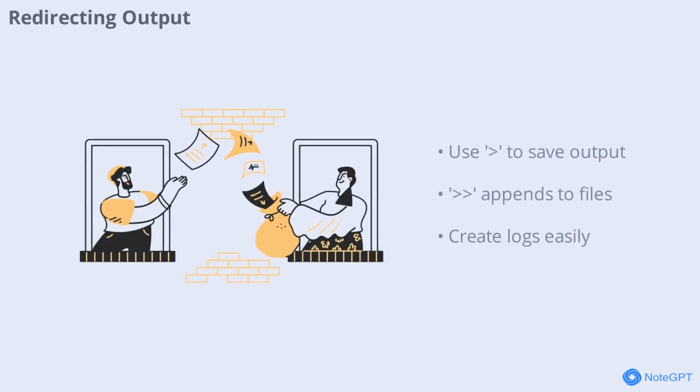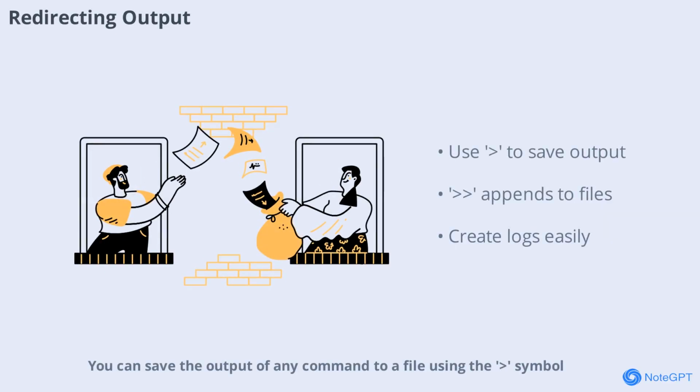You can save the output of any command to a file using this symbol, >. For example, dir > list.txt writes the directory listing to a file named list.txt. The symbol >> is used to append output to an existing file. This is useful for creating logs, saving results, or sharing information with others. Redirecting output is a powerful feature that makes Command Prompt even more versatile.